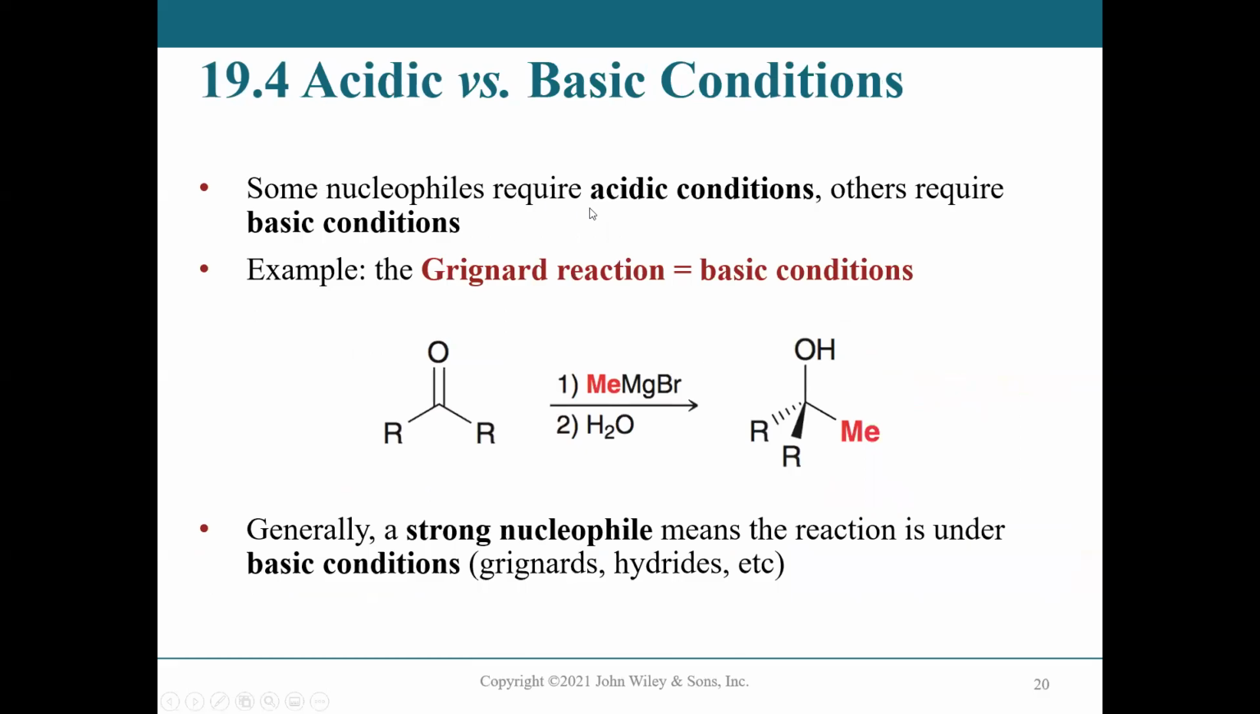So some nucleophiles require acidic conditions, others require basic conditions. An example would be the Grignard reaction. It requires basic conditions. So generally, a strong nucleophile means the reaction is under basic conditions.